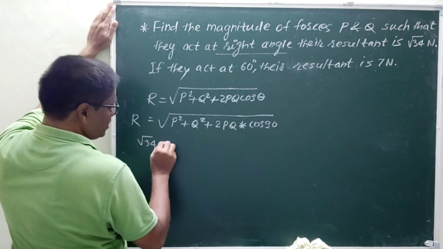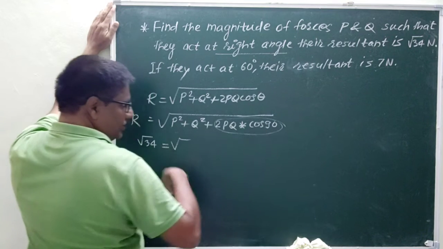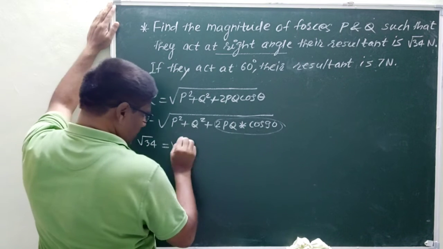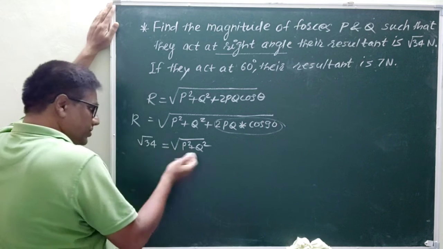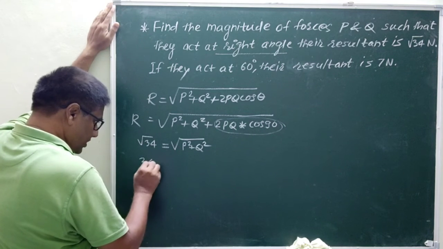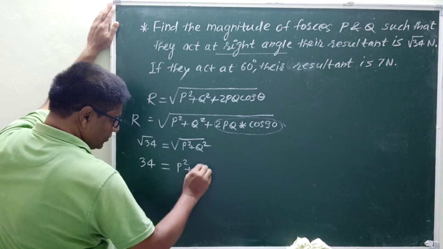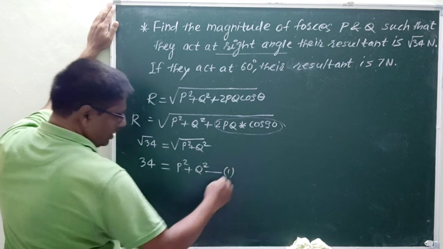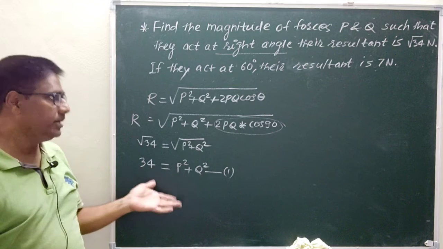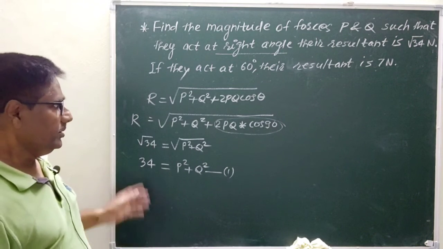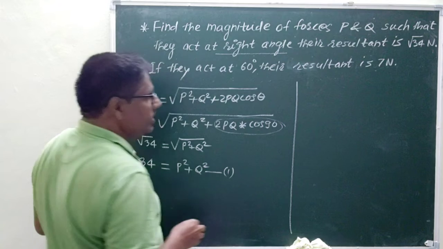Root 34 is equal to root of, this entire thing will become 0 because cos 90 is 0, is equal to P square plus Q square. Now squaring both sides, we get 34 is equal to P square plus Q square. This is equation 1. One equation, two unknowns cannot be solved. We need one more equation to solve for P and Q values.